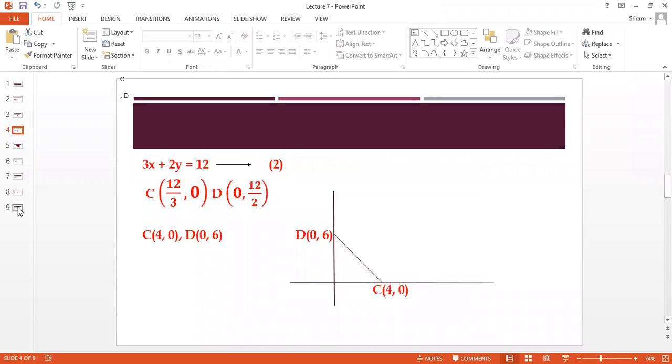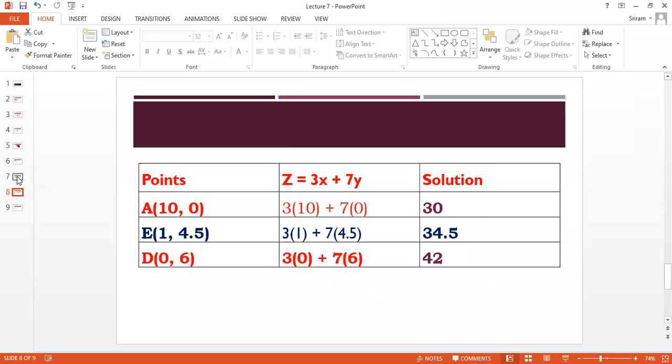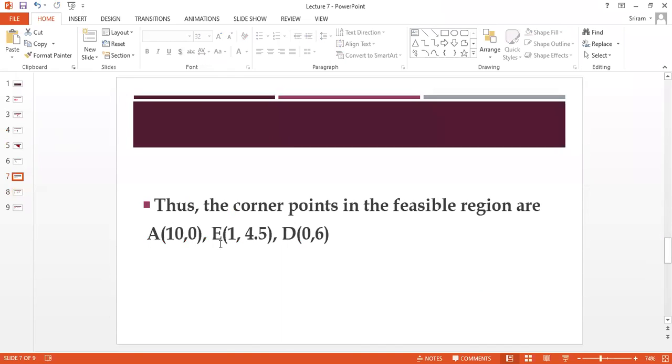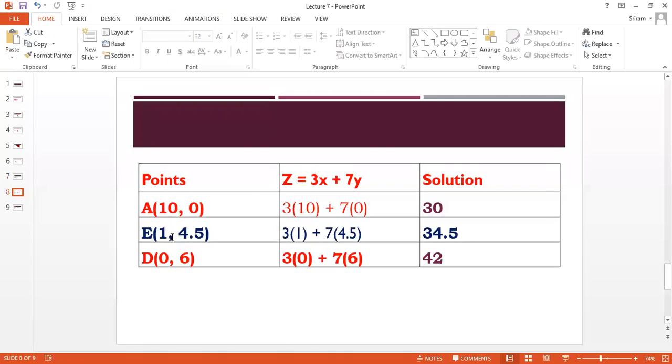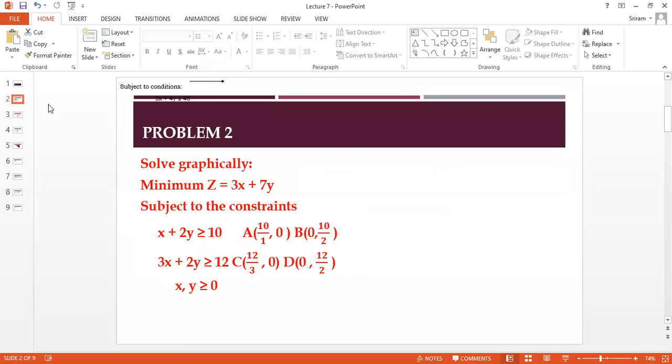Now I am going to take these 3 points. Here we got 3 points: one is A, 10, 0; one is E, 1, 4.5; one is D, 0, 6. I am going to take these 3 points and check for the minimum value. So our minimum is equal to 3x plus 7y. Using this expression, I am going to put in the values.